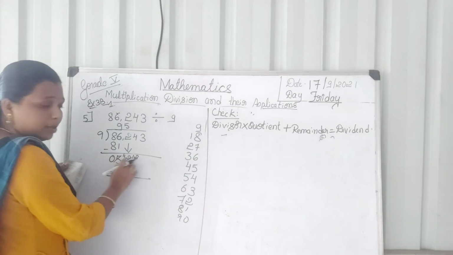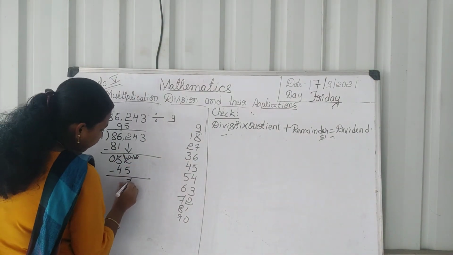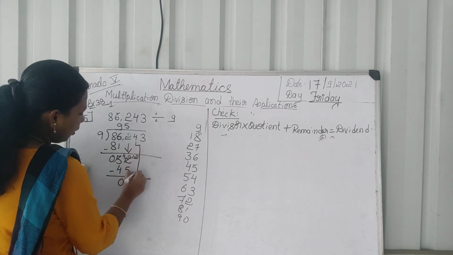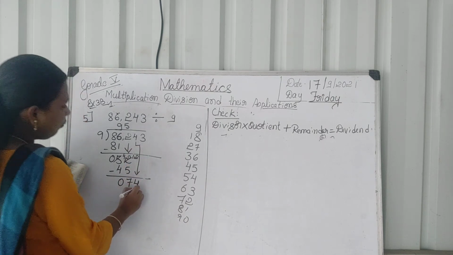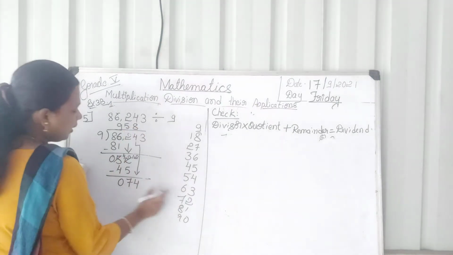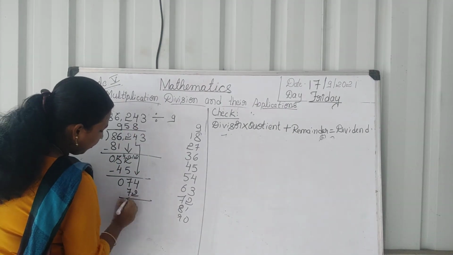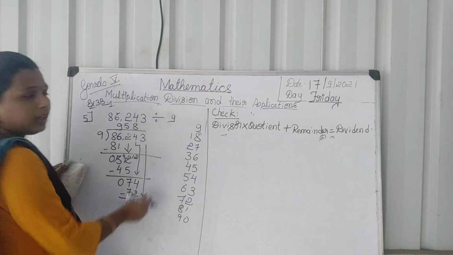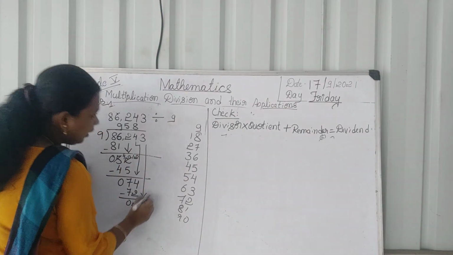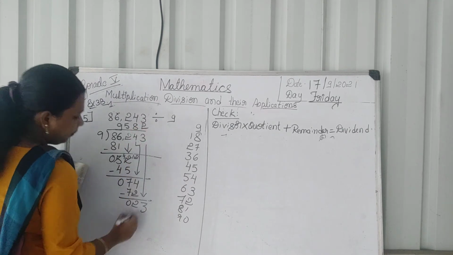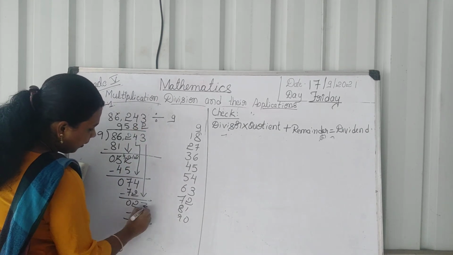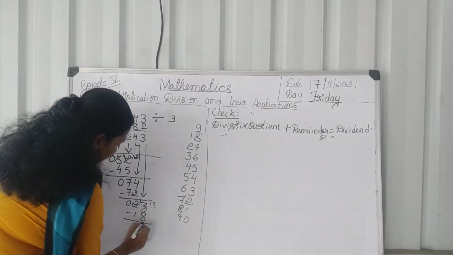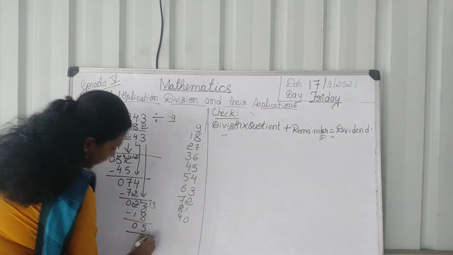Borrow means 10. 10 plus 2, 12. 12 minus 5 is 7. 4 minus 4 is 0. Take down the next digit, that is 4. Bring it down, 74. Again, 9 8s are 72. 4 minus 2, 2. 7 minus. Again, one more. The next digit is what? 3. 23. So again, 9 2s are 18. 13. Here 1. 13 minus 8 is how much? 5. 1 minus 1, 0.